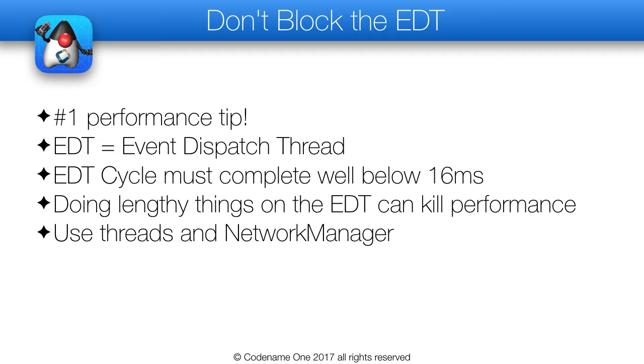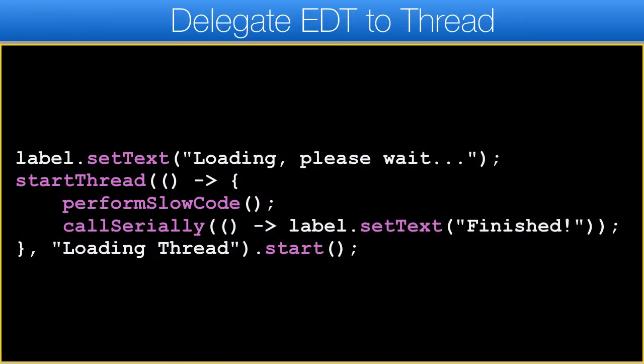We can do this with the network manager, which implicitly uses the network thread for communication. You can also open a thread to do intensive work and return to the EDT with a call serially invocation. A simple example of this would be something like this. We launch a separate thread to run slow code and then return the response to the EDT with call serially.